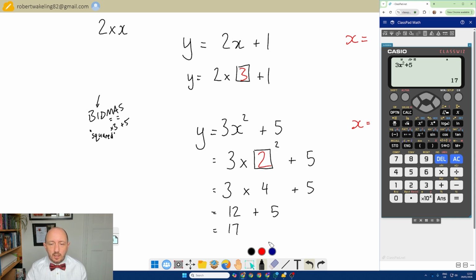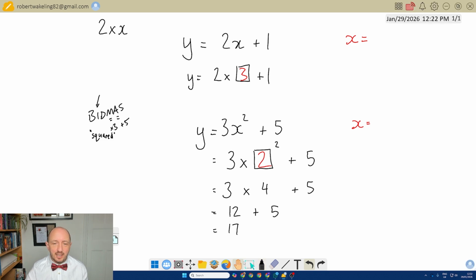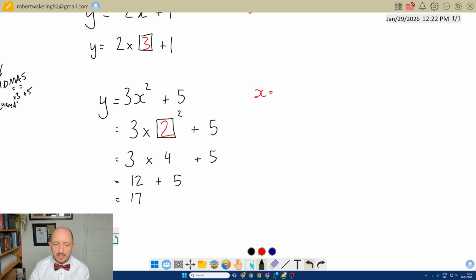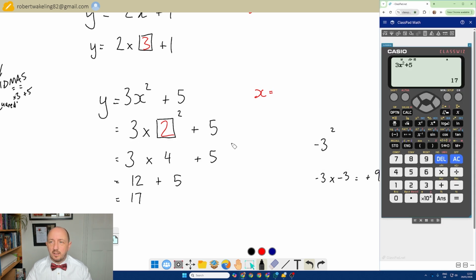Now, I just want to mention what happens if you have a negative number and you have to square it. We have to be careful with negative numbers like minus 3 squared. Minus 3 squared is minus 3 times minus 3, and a minus times a minus is positive. 3 times 3 would be 9. Let's have a look at what that looks like on the calculator if we do minus 3 squared, it puts minus 9.